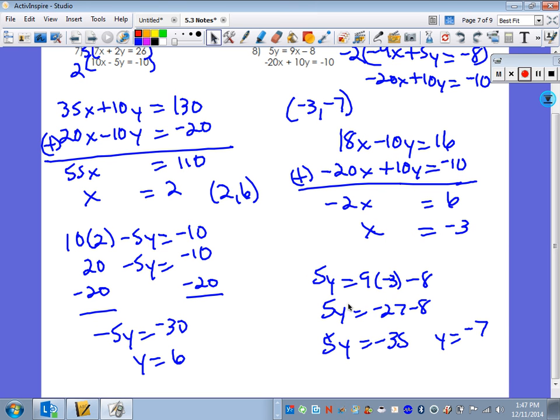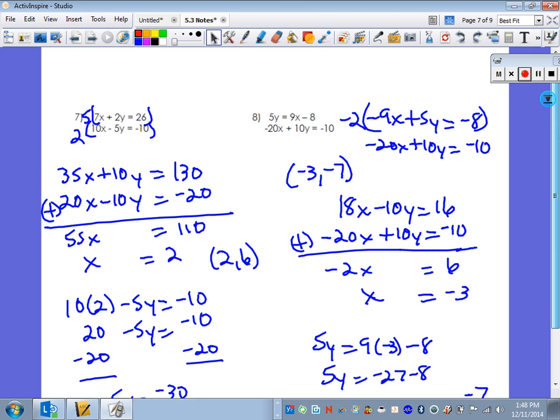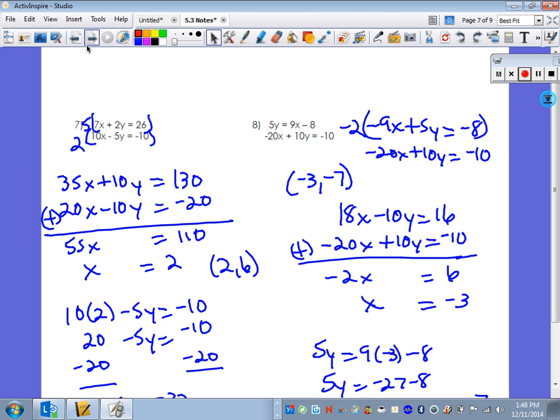Then I decided to take the first one and substitute the x back in. So I have 5y equals 9 times -3 minus 8. So you have 5y equals -27 minus 8. Take the difference, 5y equals -35. Divide both sides by 5, you get y equals -7. So your ordered pair here is (-3, -7). Okay. Again, it's just a lot of the same thing over and over. So hopefully that helped, gave you a lot of examples here.